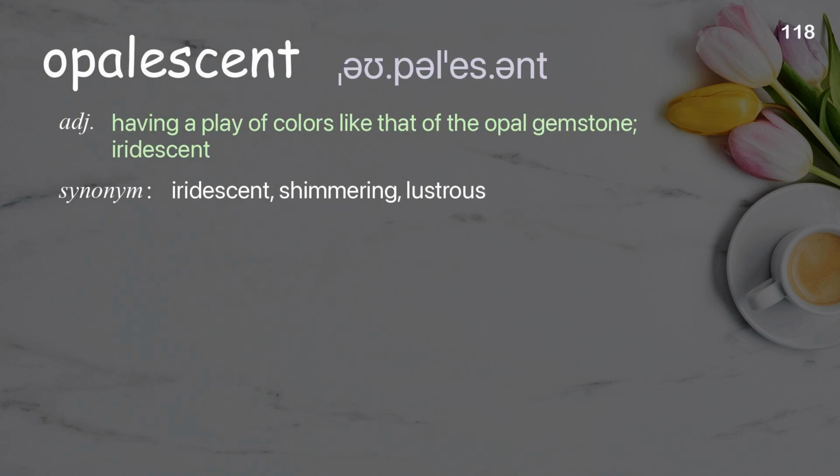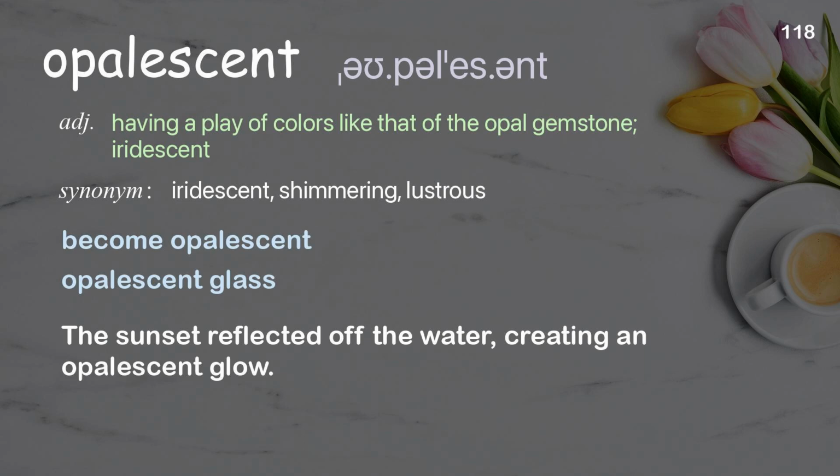Opalescent. Having a play of colors like that of the opal gemstone, iridescent. Examples: become opalescent. Opalescent glass. The sunset reflected off the water, creating an opalescent glow.